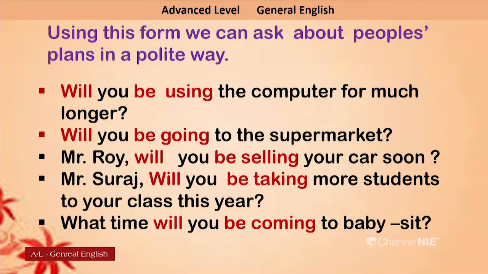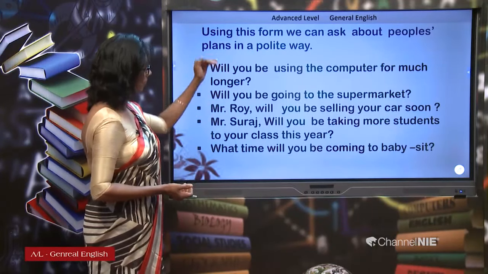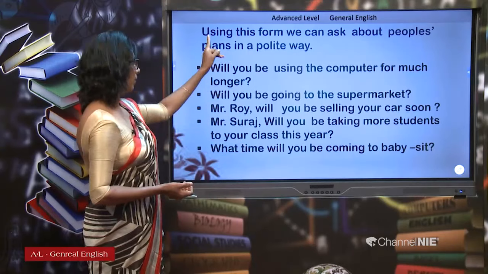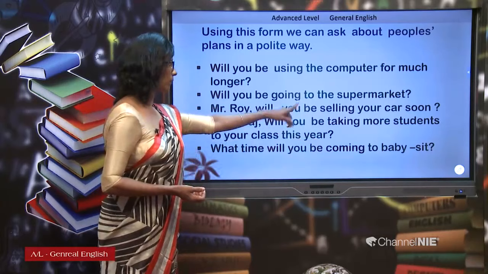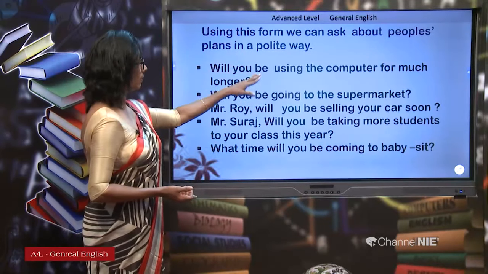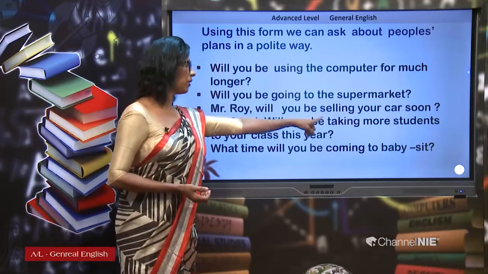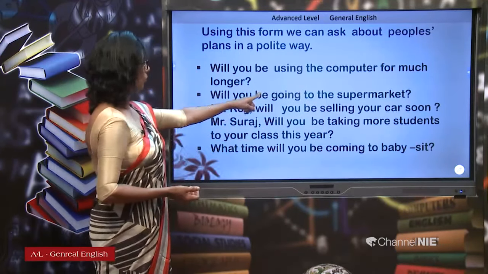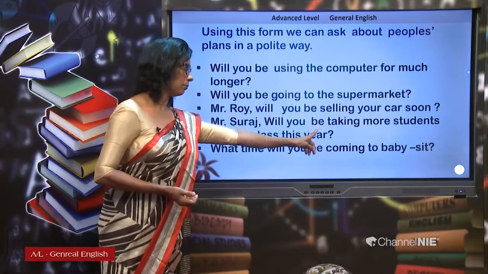Right. What time will you be coming to babysit, to look after the baby? When are you going to come? That is not very nice. But politely you can get to know these things, the future plans of people, so you can just use future continuous. What time will you be coming? You can see in all these sentences or questions, we have used the present participle of the main verb. Here, what are they? Go, going, sell, selling, take, taking, come, coming, right?